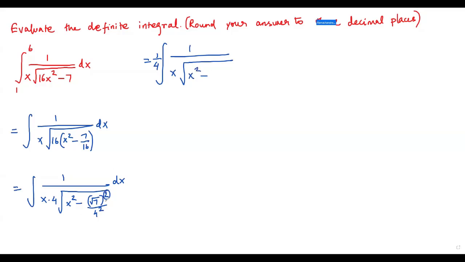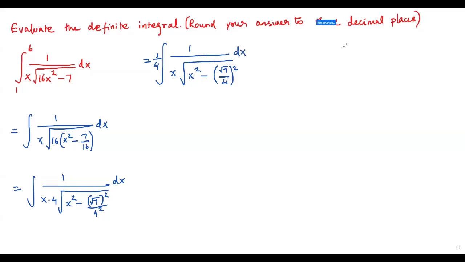Here we have a square for both the numerator and denominator of this fraction. Whenever we have the same exponent for both the numerator and denominator of a fraction, we can take the exponent in common. Then we get square root of 7. Let me write it over here. Square root of 7 over 4, the whole square, times dx.